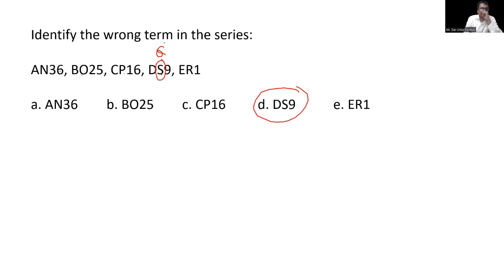Here, DS9. Here, N, O, P. Suppose this is equal to Q, then Q and R satisfy the condition. But here, S is there. So what is the wrong series? DS9, which is the required answer.